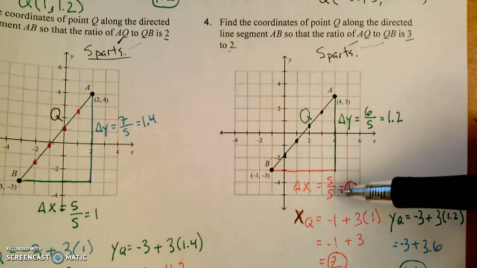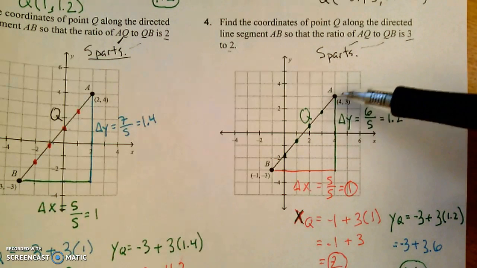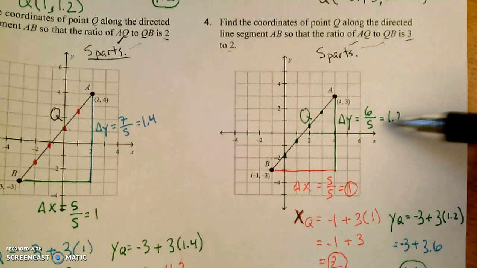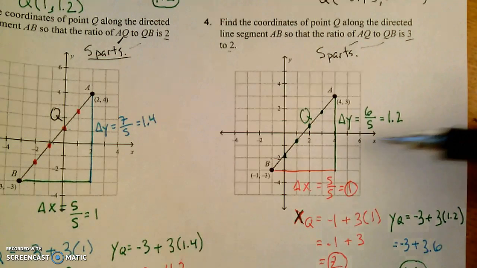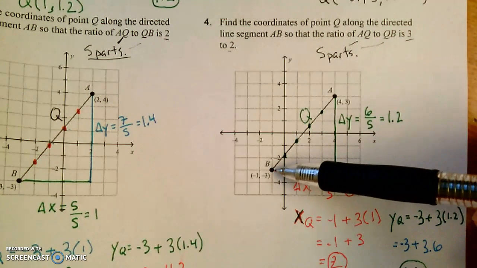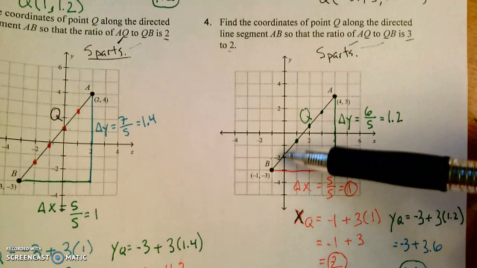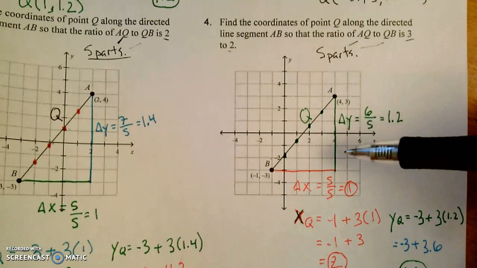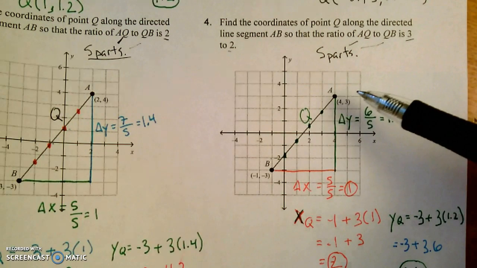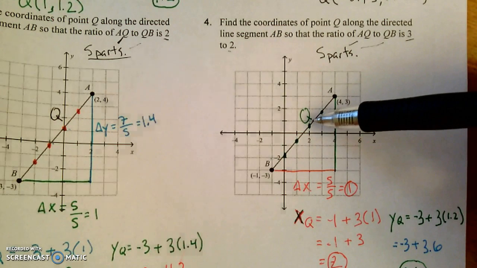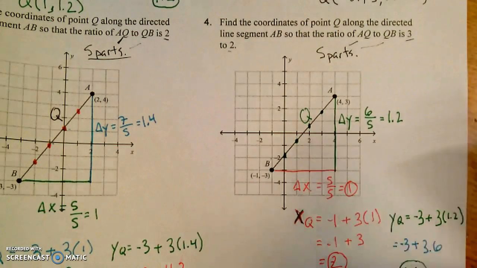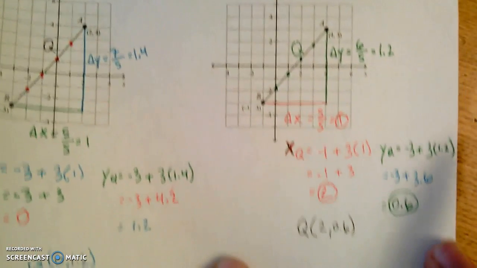The horizontal distance divided into 5 equal parts gave us 1 unit per part. The vertical distance was a total of 6 units, and we divided that into 5 equal parts. Each part was 1.2, which meant that each of our segments on the graph was going to be starting down here at B, over 1, up 1.2, over 1, up 1.2, and so on. So then we divided our line segment into 5 equal parts. We placed Q so that 2 of them were between Q and A, 3 of them were between Q and B. Then we had to find the actual coordinates for Q.